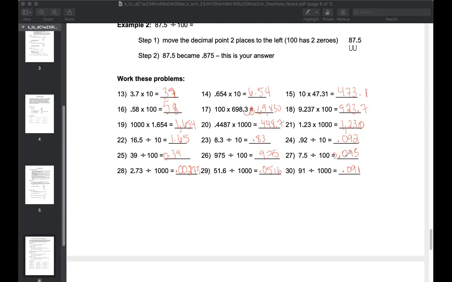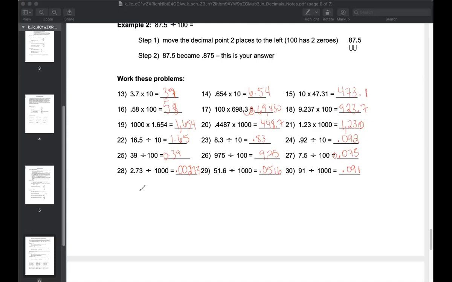And then we do the reverse for division. So if we're dividing by 10, we go to the left by 1. Dividing by 100, we go to the left by 2. And if we're dividing by 1,000, we go to the left by 3. So that's how we do it with our decimals. We're just moving the decimal. That way we don't have to write out the whole problem and multiply it. That's the quick way to do that multiplication and division.